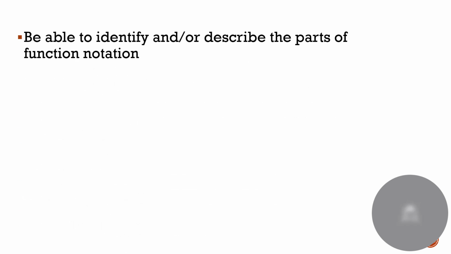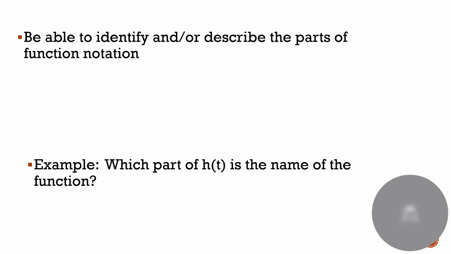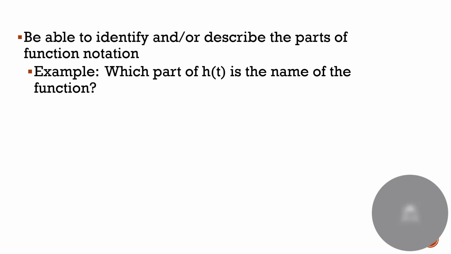All right, be able to identify and/or describe the parts of function notation. That gets into the special notation that we use for functions. We don't actually use y all the time. We do use the notation f of x, which I have here as h of t. And the question here is, what part of this is the name of the function? In this case, the name of the function is h, which might stand for, say, height. And then the t is the variable, or the input. It's like the set that you're mapping from.